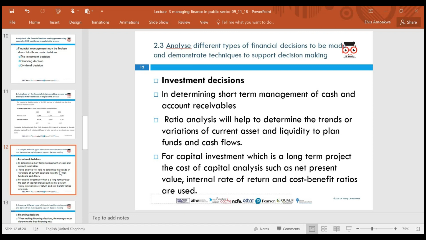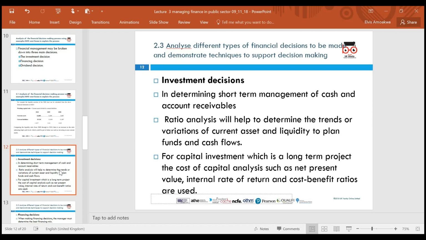For other public sector organizations, for investment in long-term project, you wouldn't use the ratio analysis, but you will use what is called cost of capital analysis. And we will look at the net present value, internal rate of return, and cost-benefit ratio. These are some of the tools that will be used, right? So one of the ways of making decision is when you are making investment.